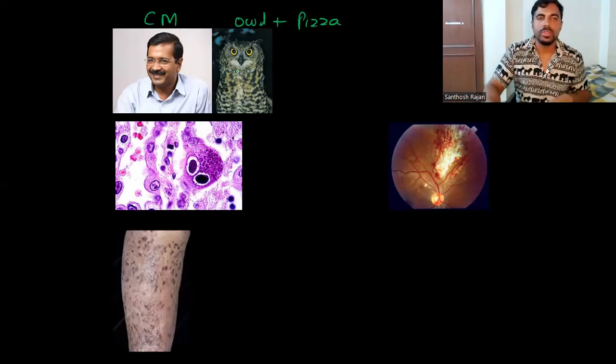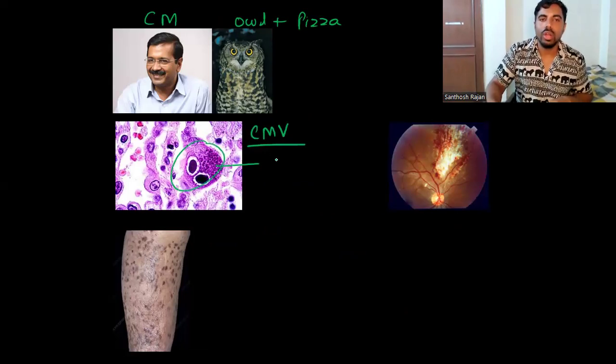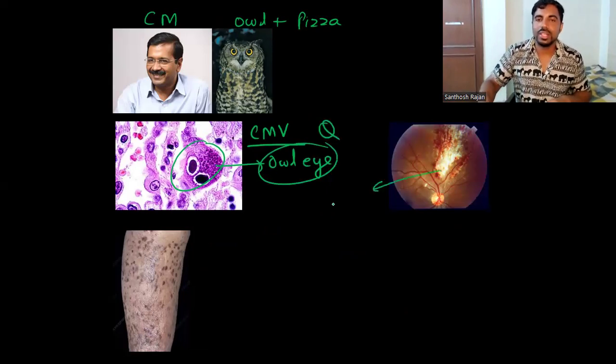Okay, you got it. So CM means I'm talking about CMV virus. CMV virus, which is the cytomegalic inclusion body, owl eye inclusion body, owl eye inclusion body. Okay, this question will come. Look at this. This is basically pizza pie, you know, pizza pie appearance.